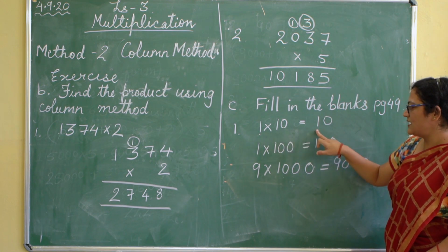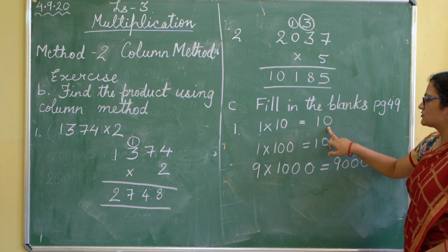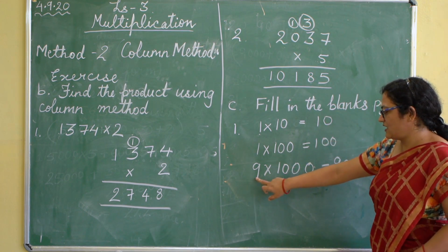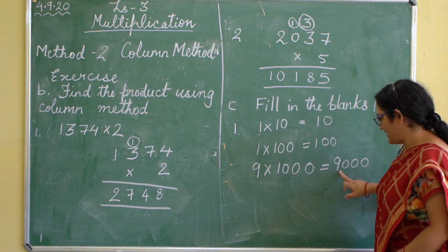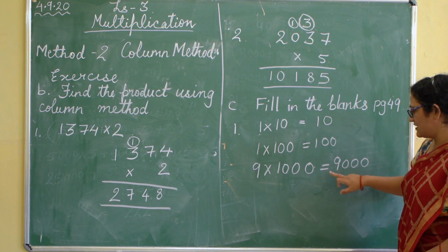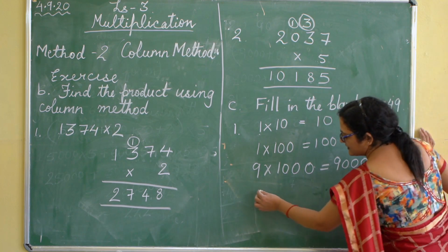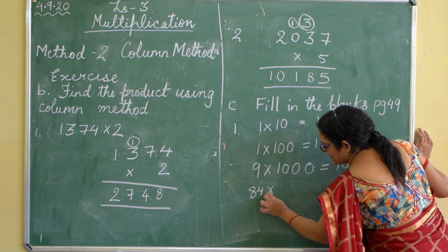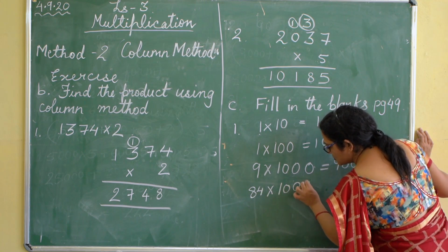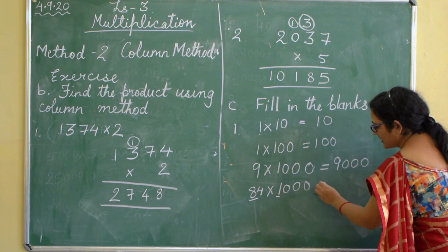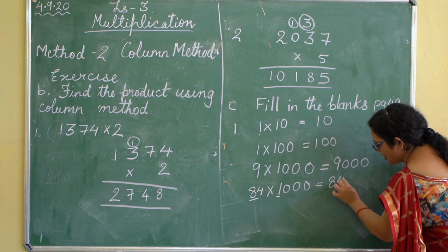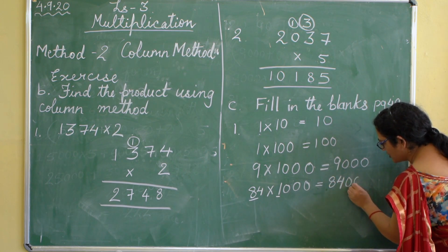Any number multiplied by 10, 100 or 1000, you multiply the first number. 1 ones are 1, and how many zeros are there? We'll put 1 zero. Same way, 9 multiplied by 1 is 9, and how many zeros? 3 zeros, we'll put 3 zeros. Same way, 84 multiplied by 1000. 84 ones are 84. How many zeros? 3 zeros, so we'll put 3 zeros.